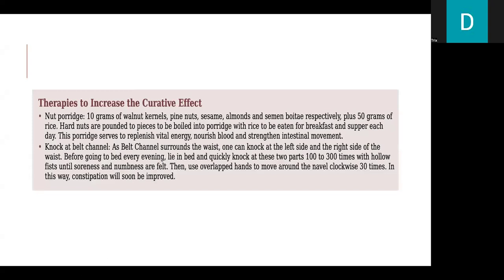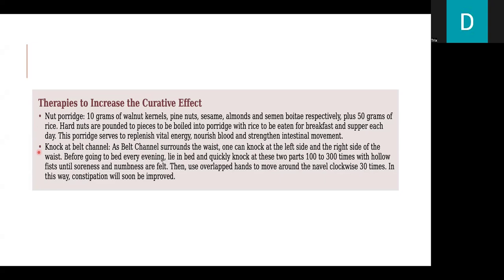Therapies to increase the curative effect. Nut porridge: 10 grams each of walnut kernels, pine nuts, sesame, almonds, and cypress seeds, respectively. Use 50 grams of rice. Hard nuts are pounded to pieces to be boiled into porridge with rice to be eaten for breakfast and supper each day. This porridge serves to replenish vital energy, nourish blood, and strengthen intestinal movement.